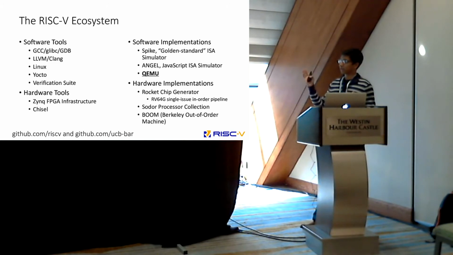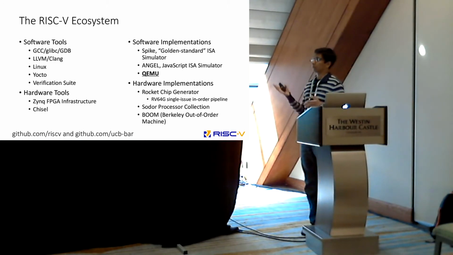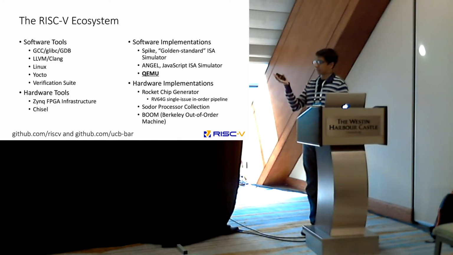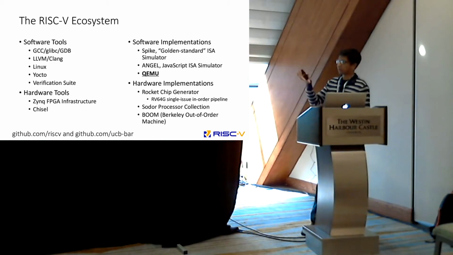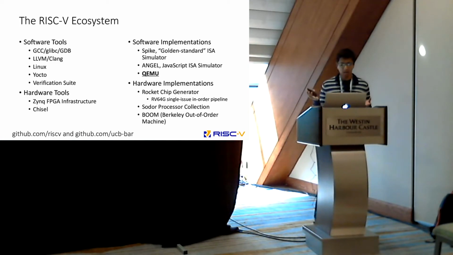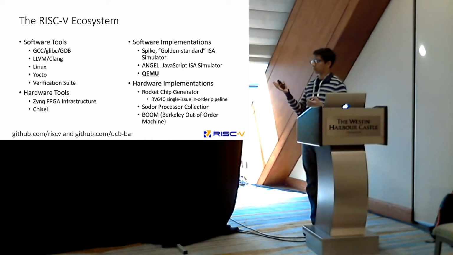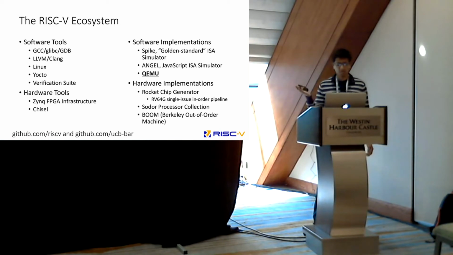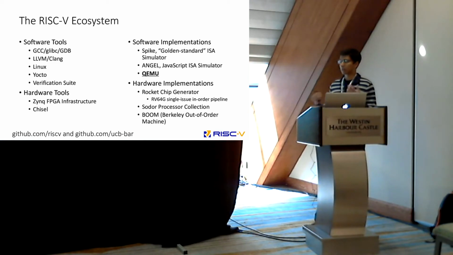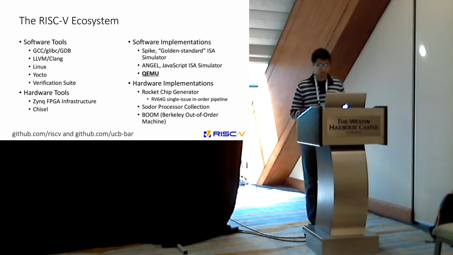Then we have Angel, a JavaScript ISA simulator. If you're interested, you can go to riscv.org/angel and watch it boot Linux in a browser. Then QEMU, obviously, which I'll talk about in a second. And then we have a bunch of hardware implementations. We have the Rocket Core, which is an RV64G single-issue in-order pipeline. We have the SODOR processors, which are educational processors. And then we also have BOOM, which is our large-scale out-of-order processor. And we've shown in the past comparable metrics to a variety of ARM cores.